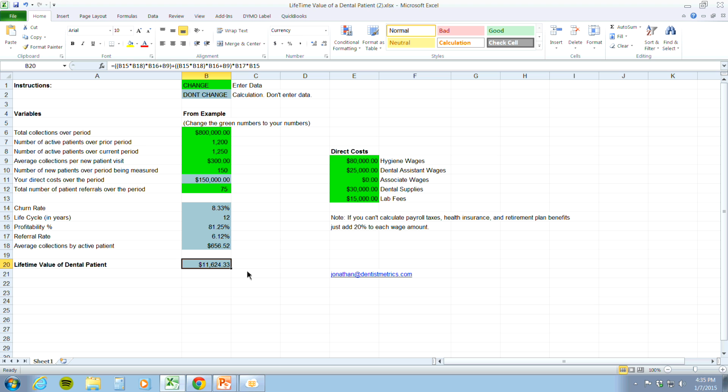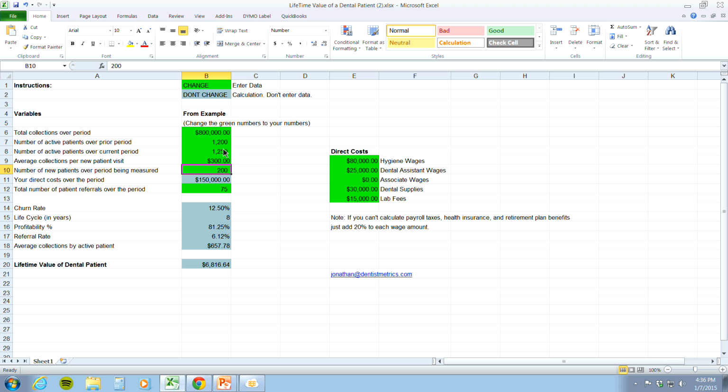Yeah, absolutely. So this spreadsheet is pretty simple to use. I made it as simple as I could. If you see these bright green fields, that means you can change the number in the field, and it will update the value at the bottom. This is the same value that we calculated in the examples. Over here I have your direct costs, which would be your hygiene wage, dental assistant. In this example, we didn't have any associates. $30,000 for dental supplies, $15,000 for lab fees, which may or may not be reasonable depending on your circumstance.